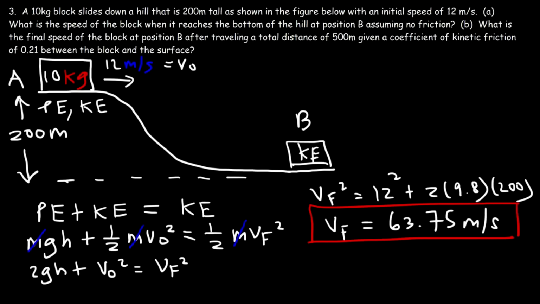Now let's move on to part B. What is the final speed of the block at position B after traveling a total distance of 500 meters, given a coefficient of kinetic friction of 0.21 between the block and a surface? Now I do want to modify this. So let's say that the distance is only for the horizontal portion of the incline. So let's say that distance is 500 meters. So not the total part. So let's say this portion is frictionless, and the 500 meters is only for the horizontal portion of the surface.